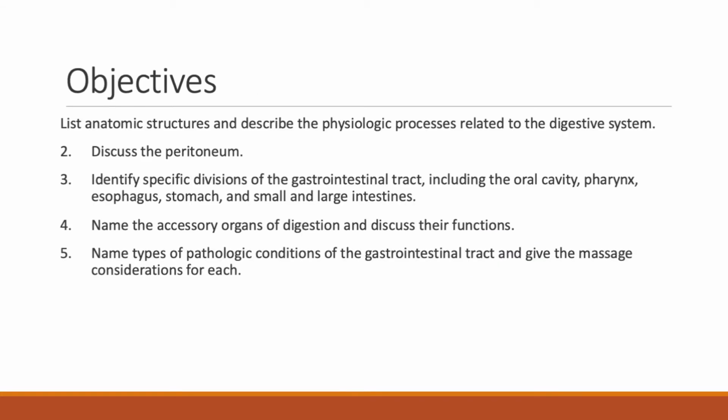Okay, the objectives: to discuss the peritoneum, identify specific divisions of the gastrointestinal tract, including the oral cavity, pharynx, esophagus, stomach, and small and large intestine. Name accessory glands of digestion and discuss their functions. Name types of pathologic conditions of the gastrointestinal tract and give the massage considerations for each.